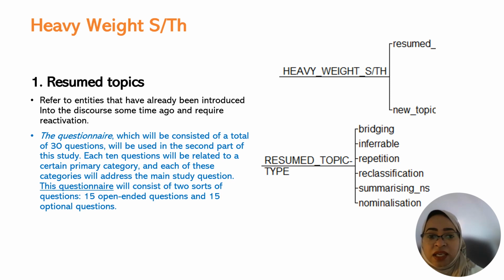The last category here is heavyweight theme, which consists of informative thematized noun phrases, which are further categorized into resumed and new topics. Resumed topics here refer to entities that are previously mentioned in the discourse and play a role in advancing the discourse development. These resumed topics can be further divided into subtypes like bridging, for example, inferable, repetition, reclassification, summarizing noun, and nominalization.